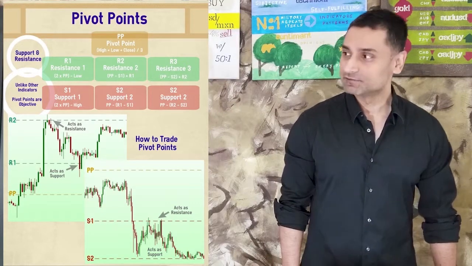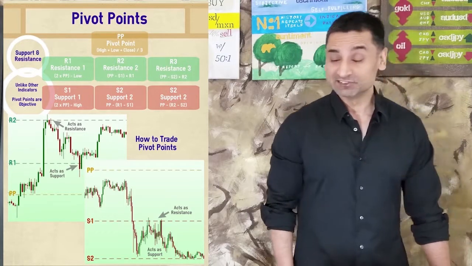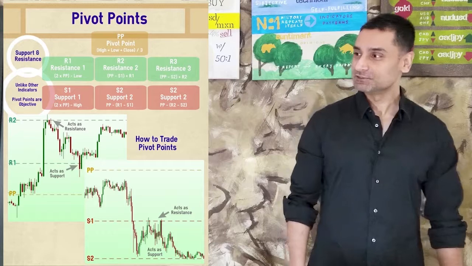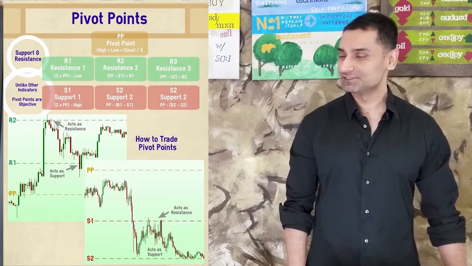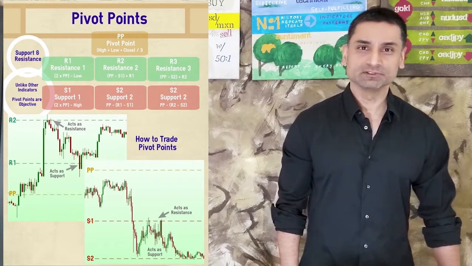The second line above the PP line is the R2 line. That is the PP minus the S1 plus the R1. The formulas for the other lines are here on the infographic if you are interested in how they are derived. These lines give us an estimate of the highs and lows of the day.